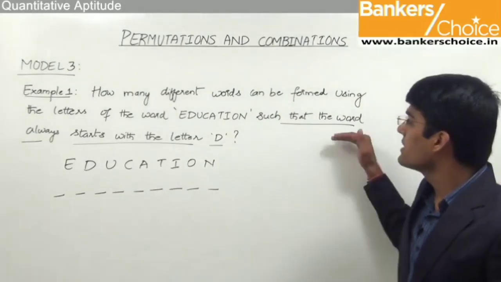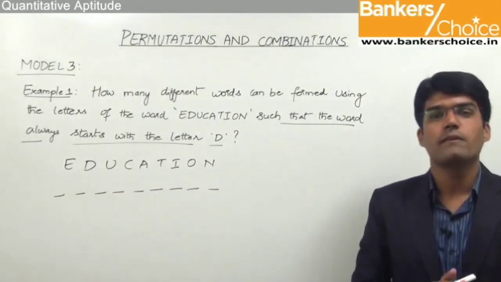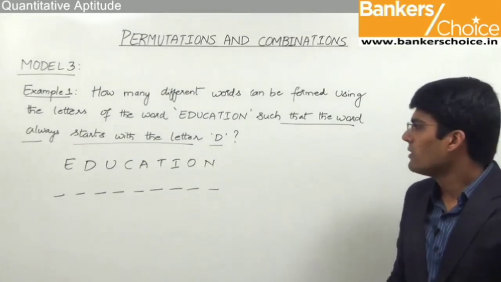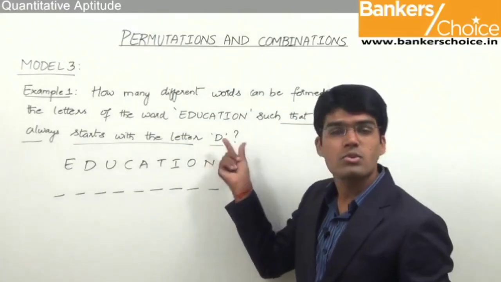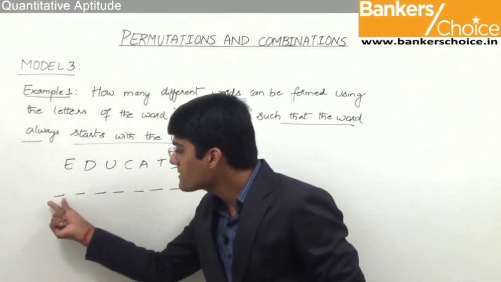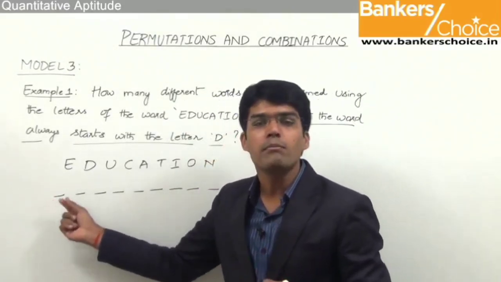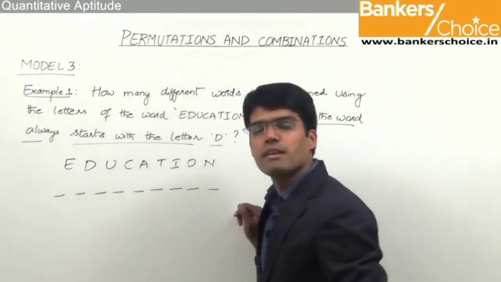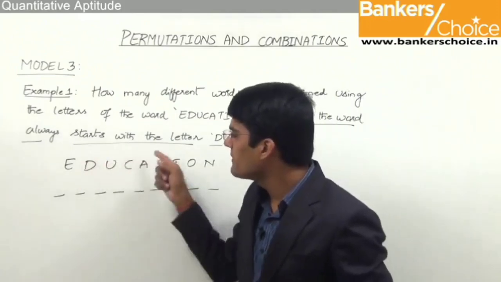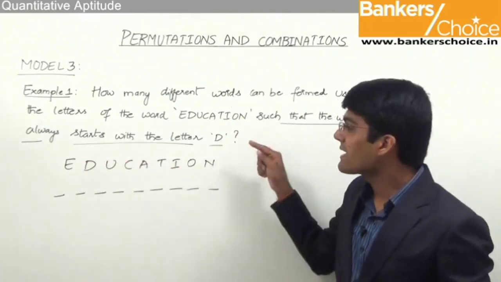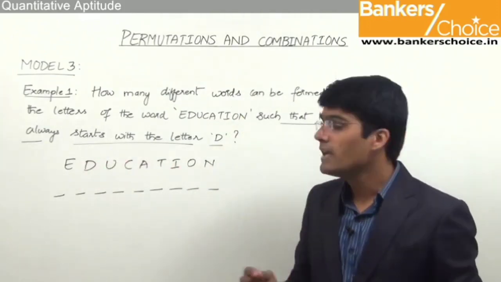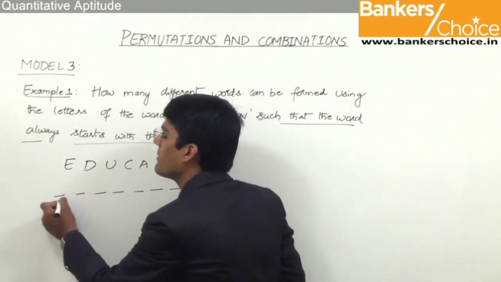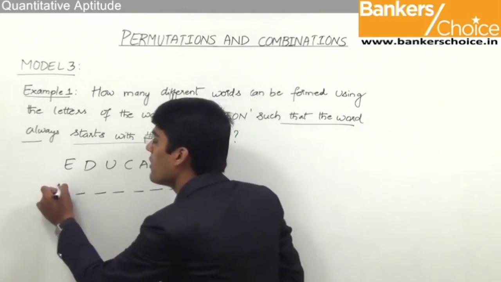But then the condition here says the word should always start with the letter D. So let's see how to solve this question with the given condition. Now as it says, the word always has to start with the letter D. That means the first position should always be occupied by the letter D. In general, without any condition, we say that the first position can be filled in 9 different ways, because any of these 9 letters can come there. But as the condition says the word should start with the letter D, here we have no choice. That is, the first position should always be occupied by the letter D. That means it can be filled only in one way.